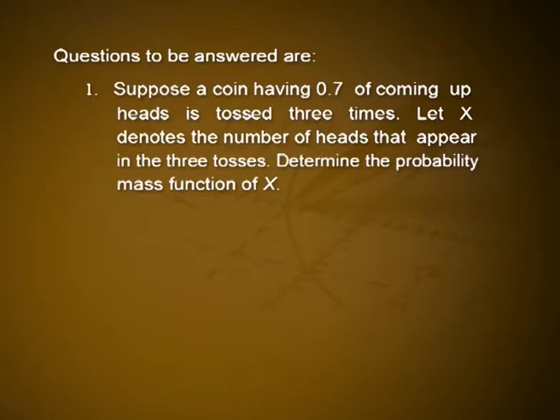Questions to be answered are: Number 1. Suppose a coin having probability 0.7 of coming up heads is tossed 3 times. Let X denote the number of heads that appear in the 3 tosses. Determine the probability mass function of X.